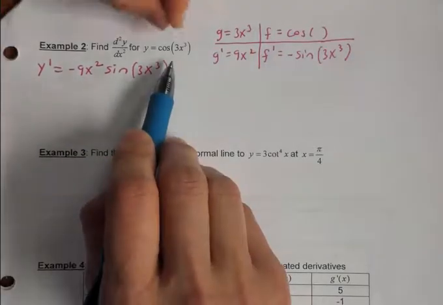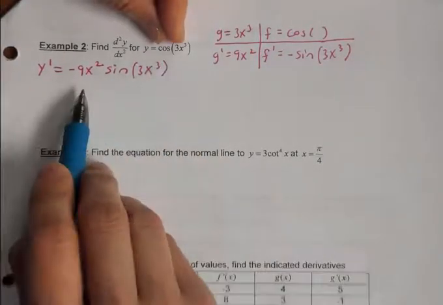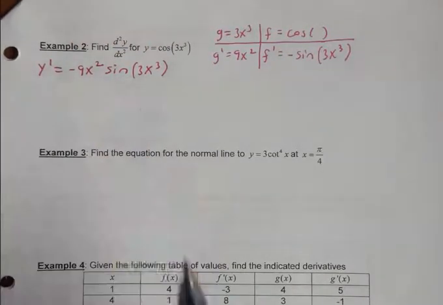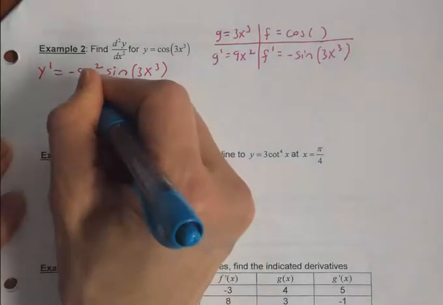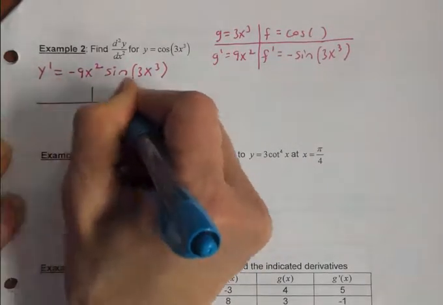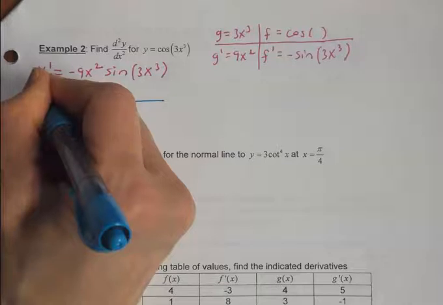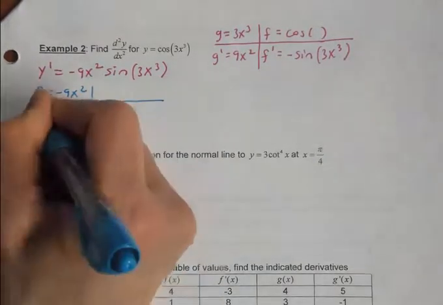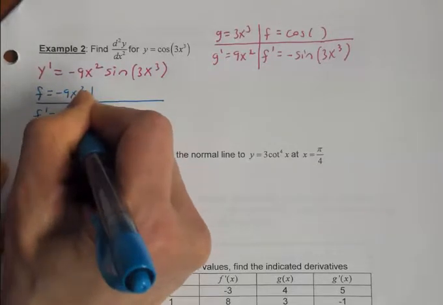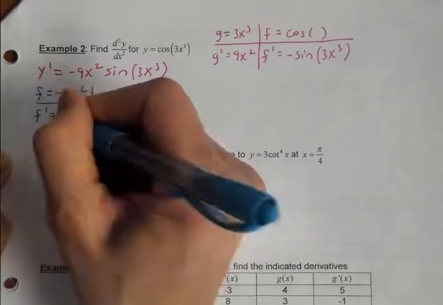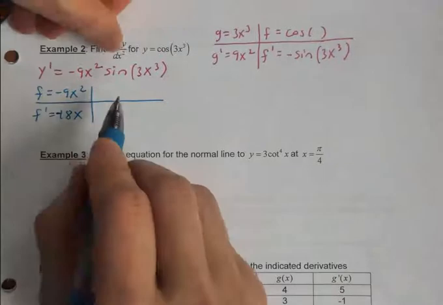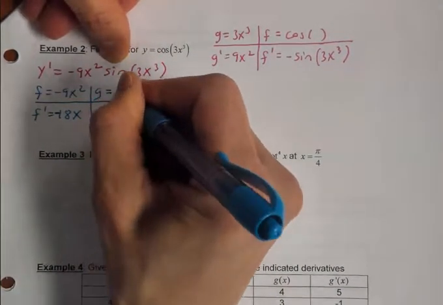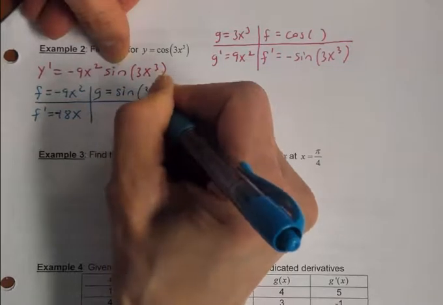So what used to be just a single chain rule is now a product with another chain. Okay, product and then another chain. So I'll set up my product rule template. This part here, I'll call my f, so that's going to be negative 9x squared, and the derivative of that is negative 18x. And then on the g here, I have to do another chain rule, so that'll be sine of 3x to the third.